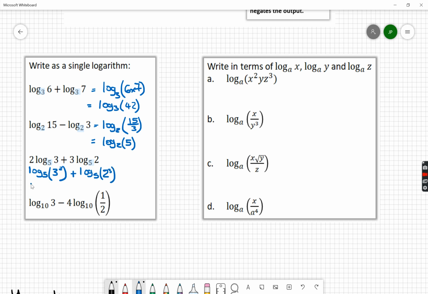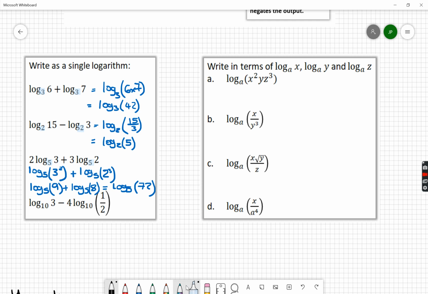So we have log base 5 of 9 plus log base 5 of 8. Now we're back in the same position as we were with the first one. We've got the same base. My addition couple is to multiply them together. So I'll have log base 5 of 9 times 8. So we'll have log base 5 of 72. Right, last one, little bit trickier.